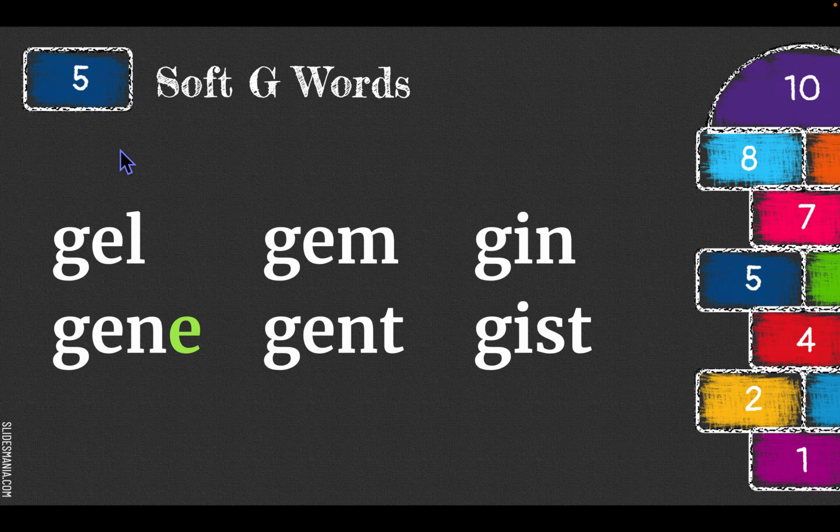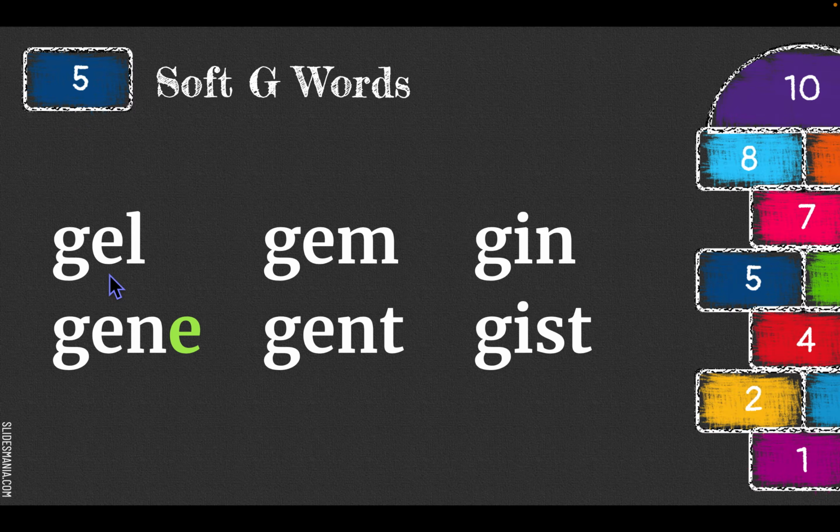Now, most of the time when the G is followed by an E, I, or a Y, it will have the soft G sound of J. So in general, when you see the letter G, look at the letter after it. If it's an E, I, or a Y, try the soft G sound of J first, and most of the time you'll be correct. But as we saw on the previous screen, it doesn't work always. It just works most of the time. So for all of these words here, we are going to use the soft G sound of J.